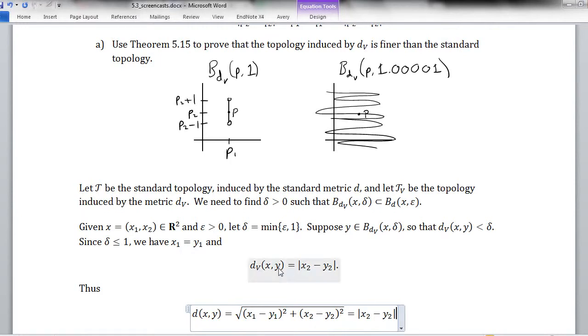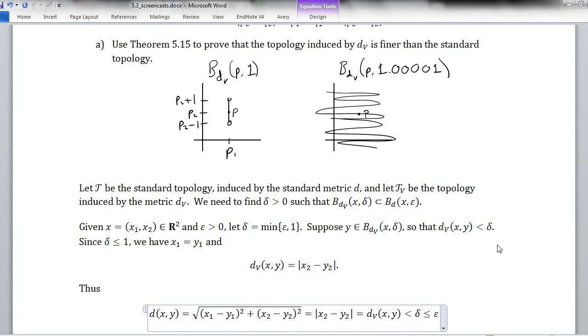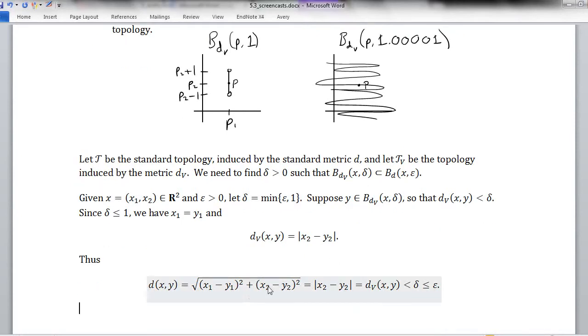And okay, we've said right here that that is equal to d sub v from x to y. And, well, that's less than delta since y is in this delta ball. Okay, and we've chosen delta to not only be less than or equal to 1, but to be less than or equal to epsilon as well. So there you have it. The distance from x to y is less than epsilon. So we can conclude that y is in this epsilon ball about x with respect to the standard metric.